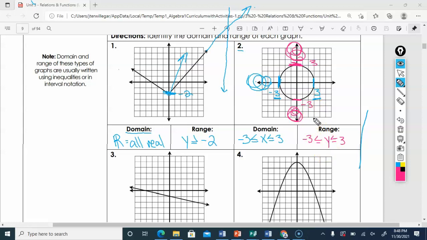That's all I want to do with domain and range on this page because that's an intro. It's not going to be on quizzes. I just want to show that to you. Some exposure for you.